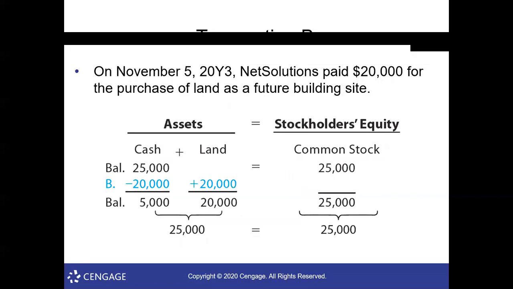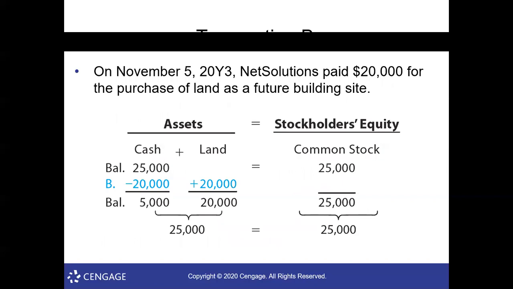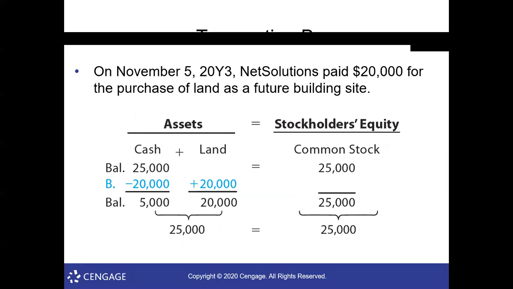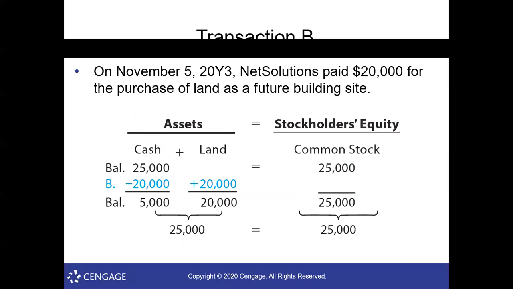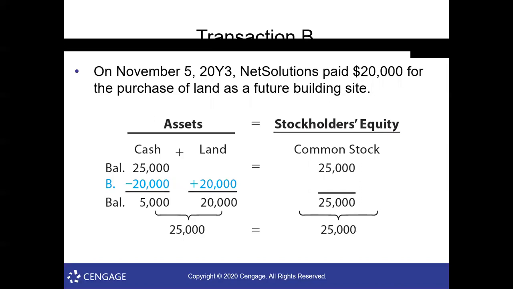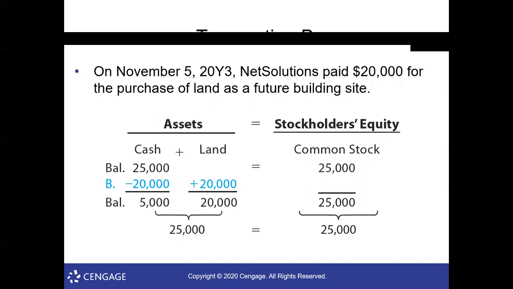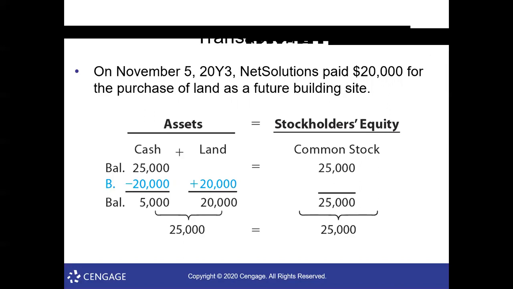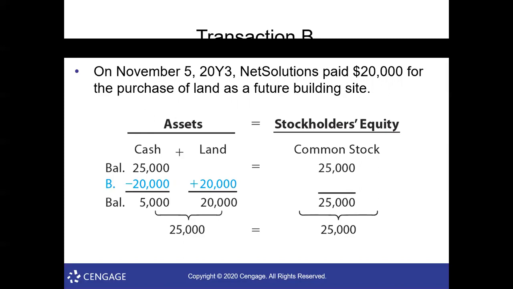Then a few days later, he goes out and buys a plot of land. This does not change the right side of the equation. The stockholders' equity remains unchanged at $25,000, but it reclassifies by decreasing one asset and increasing another. So cash goes down, land goes up.